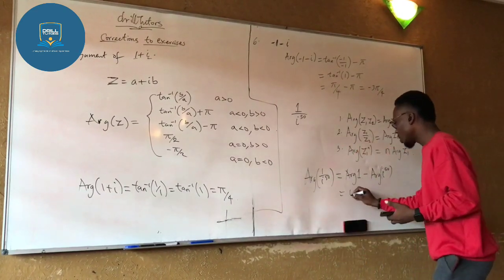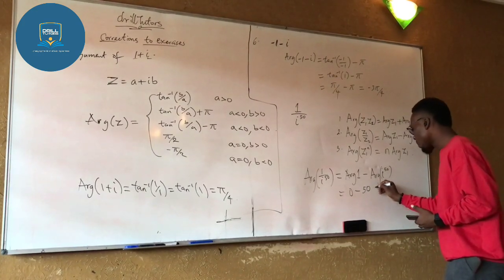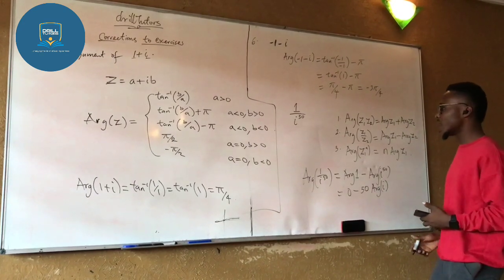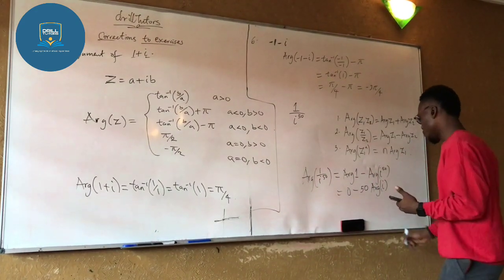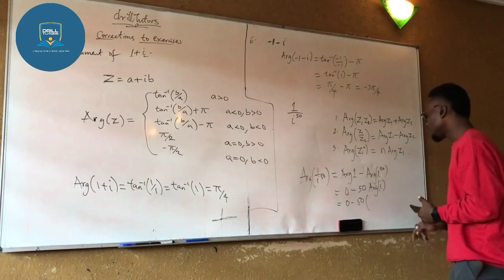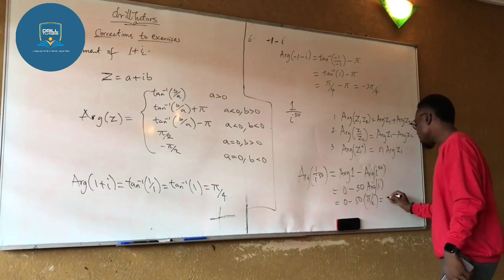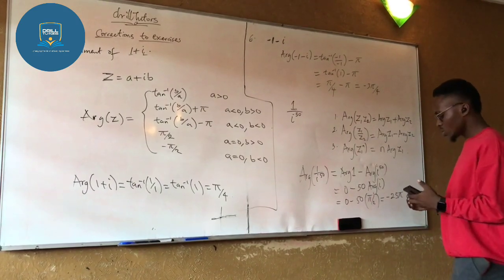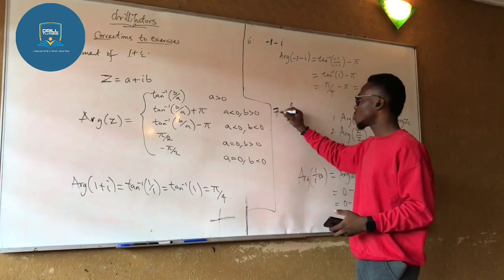So that is 0 minus, using the third principle, 50 multiplied by the argument of i. The argument of i tells you that a is equal to 0, but b is greater than 0, which is pi over 2. And that is simply 0 minus 50 multiplied by pi over 2, which is the same thing as minus 25 pi. And that is the solution to the 7th question.